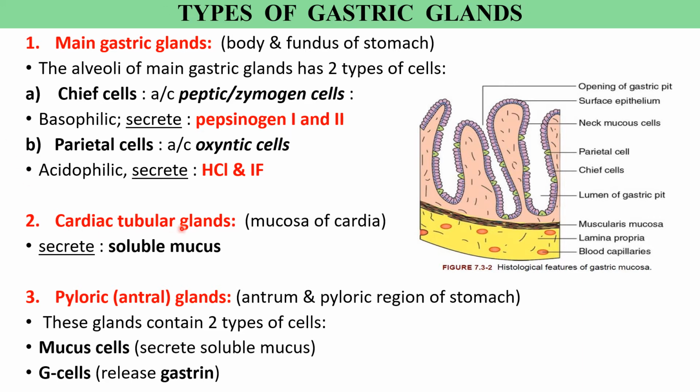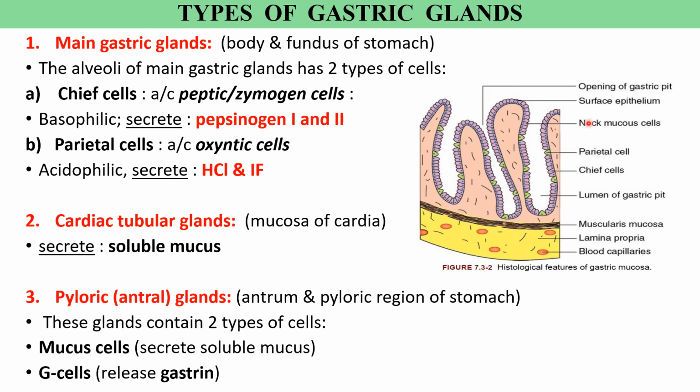The second type of gastric gland are cardiac tubular glands. These are present on the mucosa of the cardia part of the stomach, and they are responsible for secreting soluble mucus. The third type of gland is the pyloric or the antral glands. These are, as the name suggests, present at the antrum and the pyloric region of the stomach. These glands contain again 2 types of cells, mucus cells that produce soluble mucus, and G cells that produce a very important gastrointestinal hormone, gastrin.